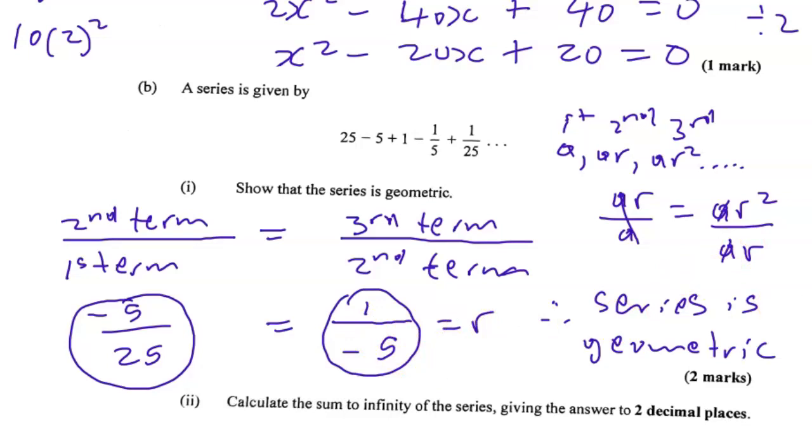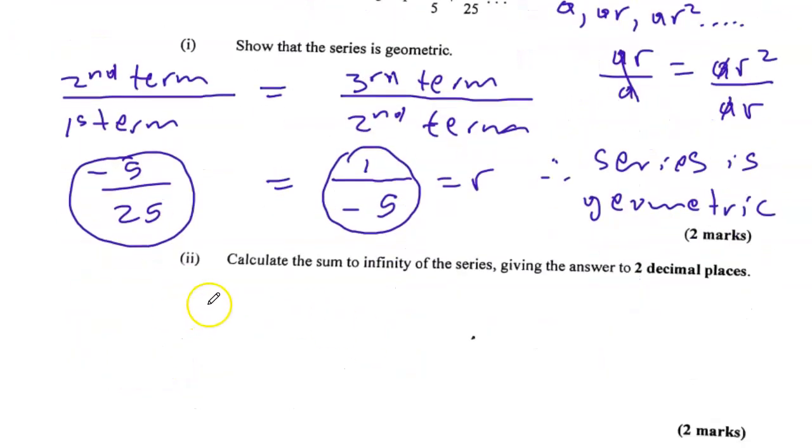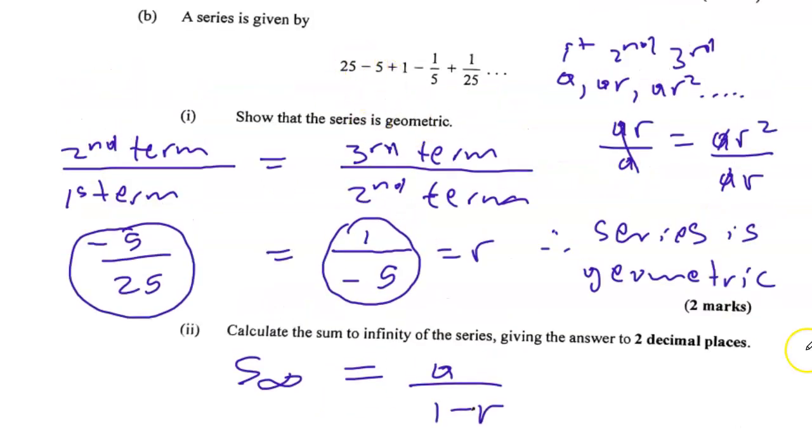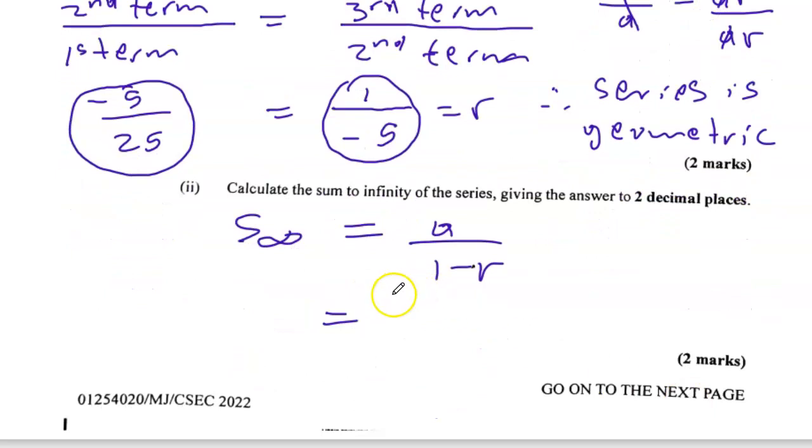Let's move on. Calculate the sum to infinity. So the sum to infinity is a over 1 minus r, where a is the first term and r is the common ratio. So a, the first term, is 25, over 1 minus r, and r is the common ratio, negative 1/5.